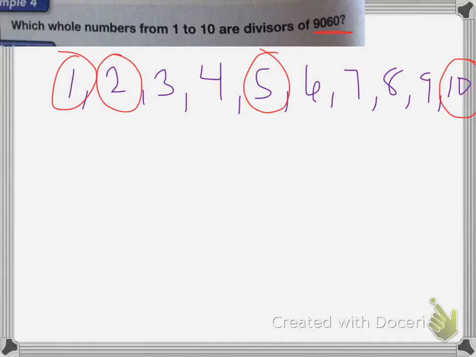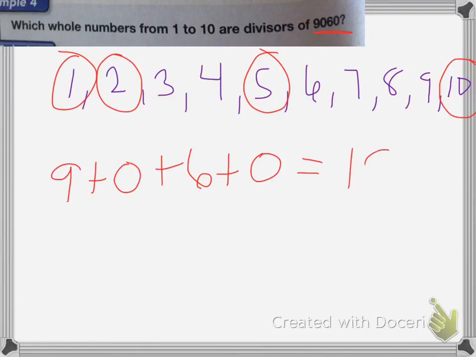Now we need to check if it can be divided by anything else. So we're going to do 3. If I add up the digits in that number, so 9 plus 0 plus 6 plus 0, I end up with 15. So 15 can be divided by 3. So 3 is one of the divisors of that number. And if I add them up again, 15 is not divisible by 9, so it is not divisible by 9.